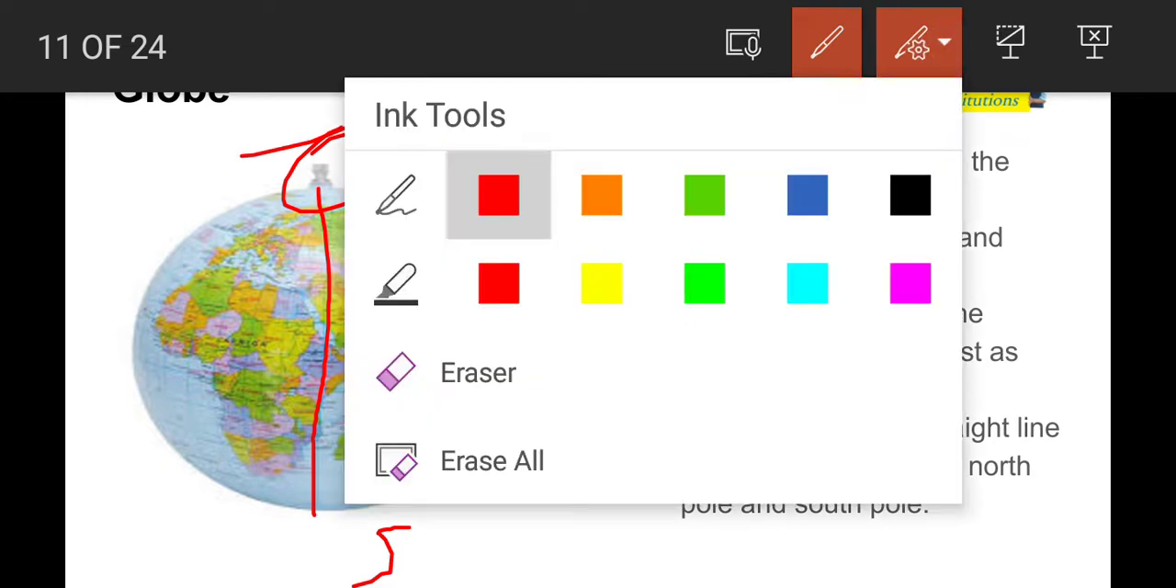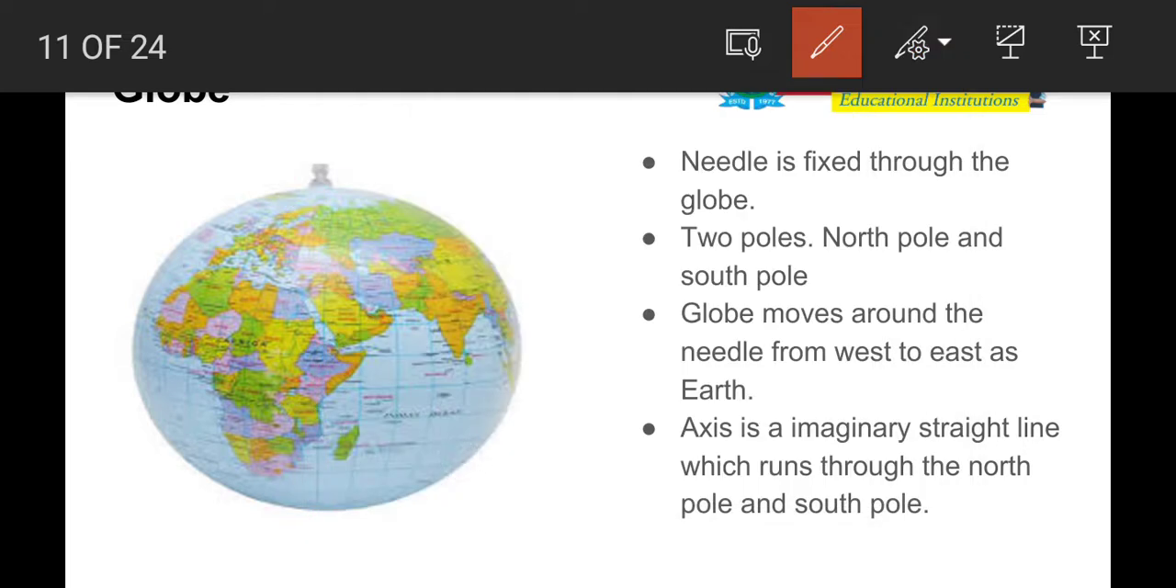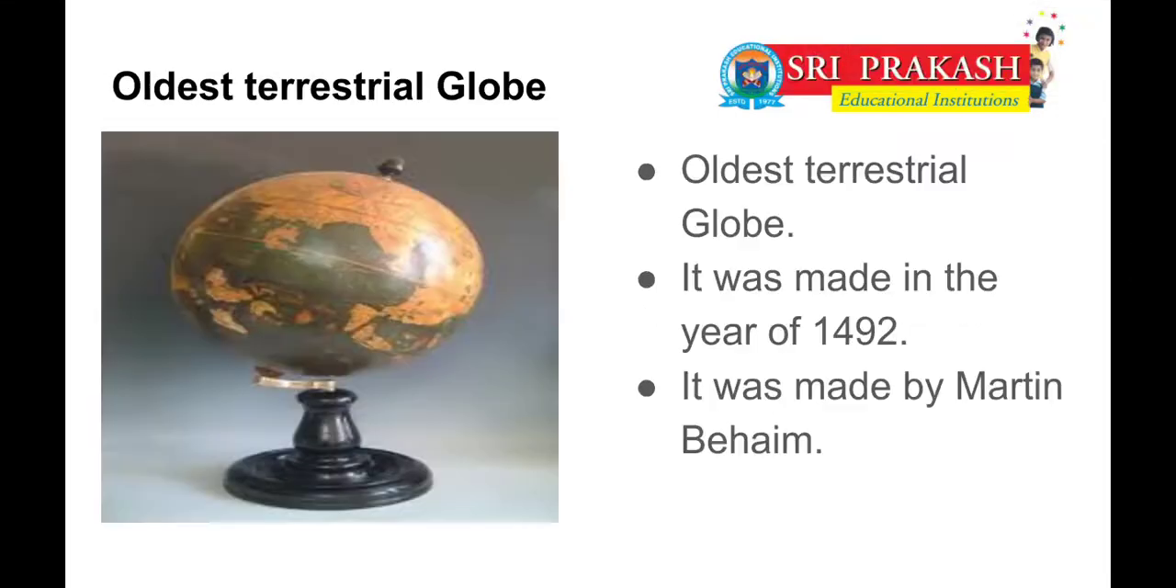Okay, children, did you understand? The needle which is fixed through the globe is called the axis. That is the first point. The globe has two poles. What are the poles? North pole and south pole. Another point: the globe, meaning the Earth, rotates from west to east. Is it okay? Then see.